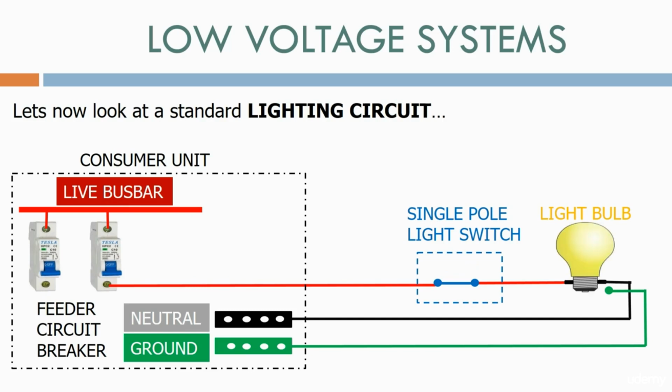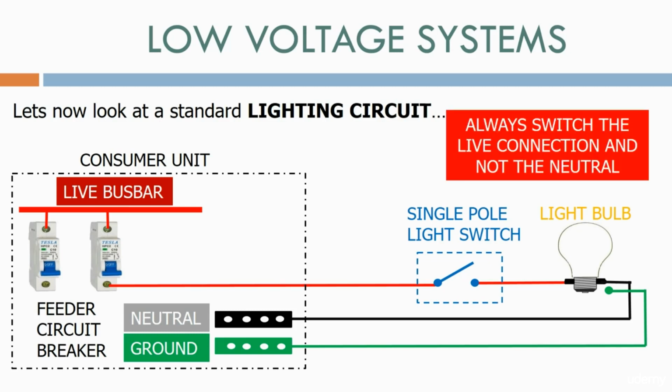By closing the light switch, we apply the live to the light bulb and it turns on. By opening the light switch, we remove the live from the light bulb and the light bulb switches off. The main thing to remember is always switch the live connection and not the neutral.